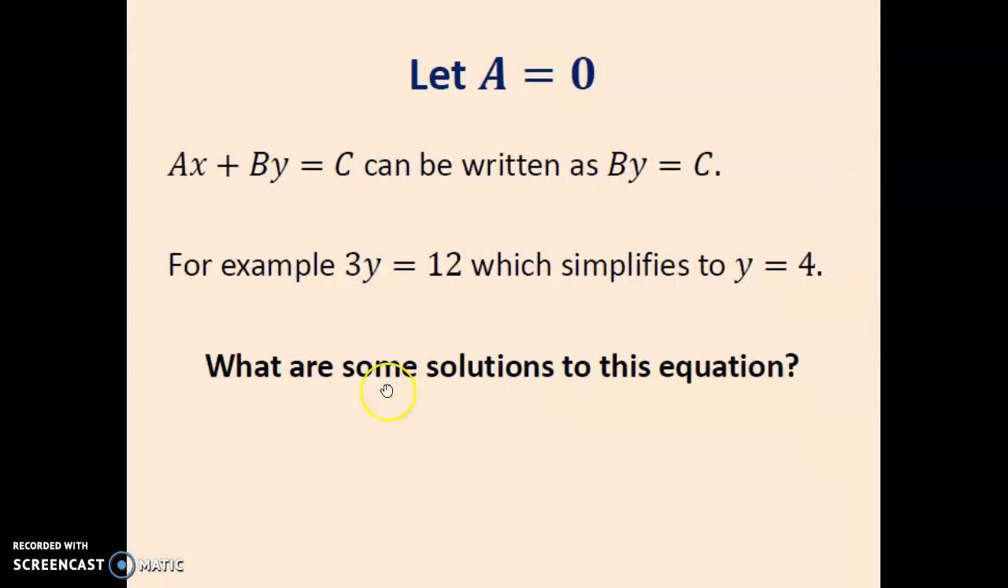So for example, we could have the equation 3y equals 12, which we can solve for y by dividing by 3 on both sides, and that gives us the simplified equation y equals 4. Let's think about some solutions for this equation. Remember, this is an equation in two variables, so we're still thinking about ordered pairs, even though we only see one of the variables in the equation.